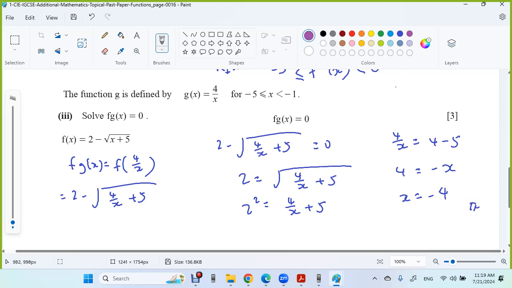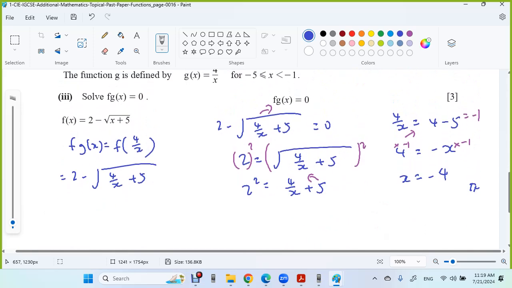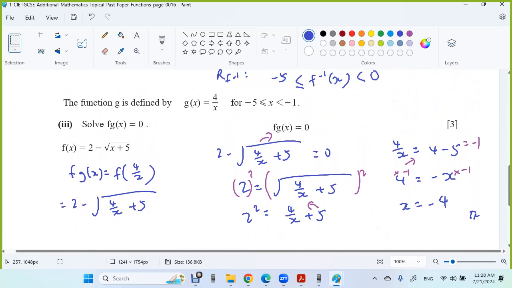Yes. So we square both sides here. This one moves to the other side. So this one moves here, and then the x multiplied with here, this is negative 1 multiplied with x. Then we multiply negative x for both sides. Then we have negative 4 equal to x, x equal to negative 4. Okay, done.